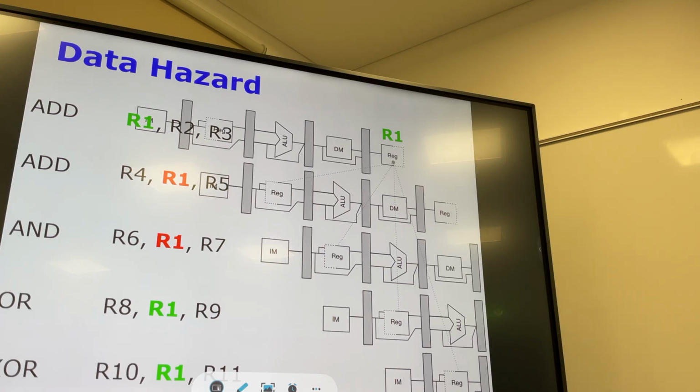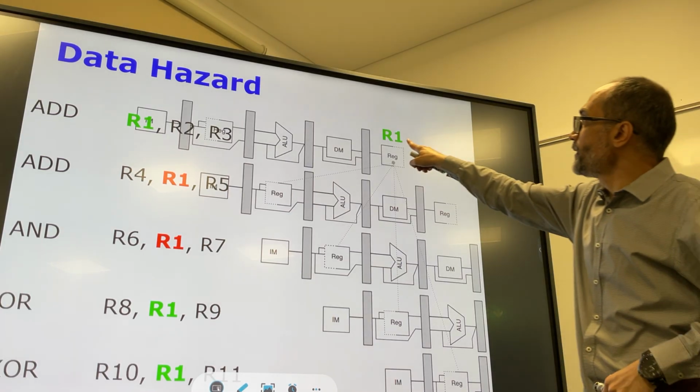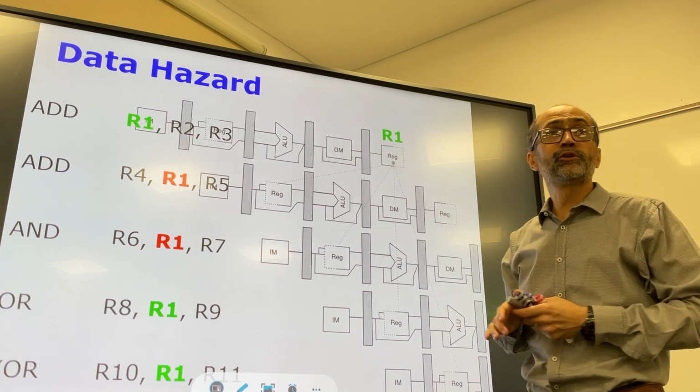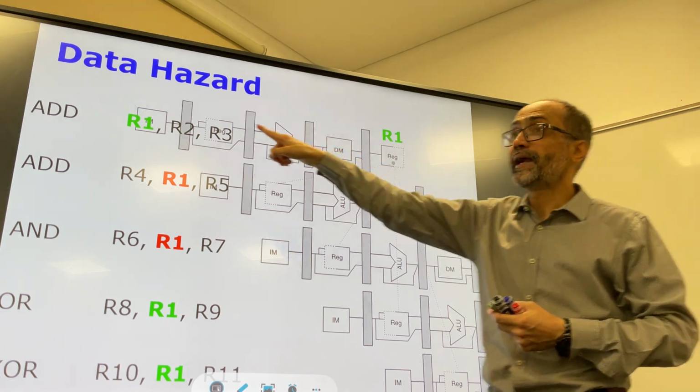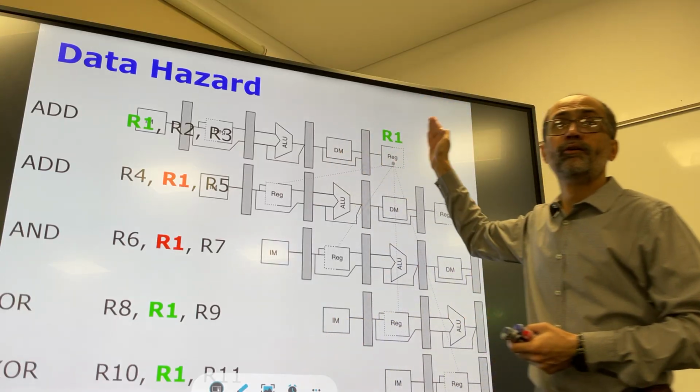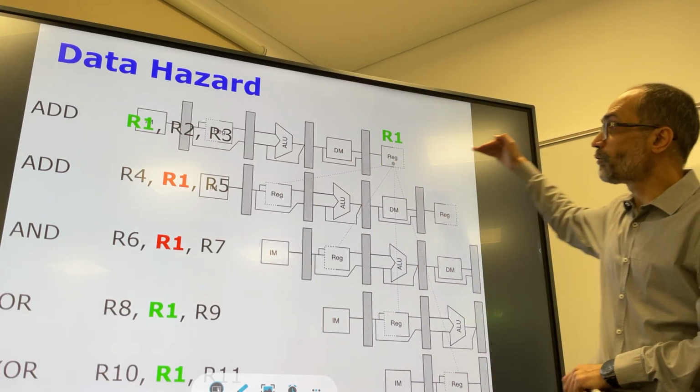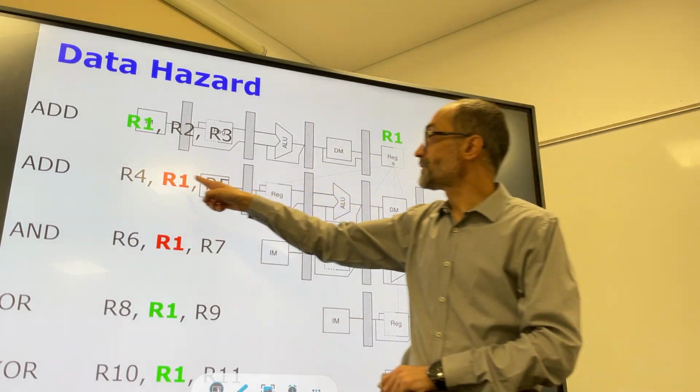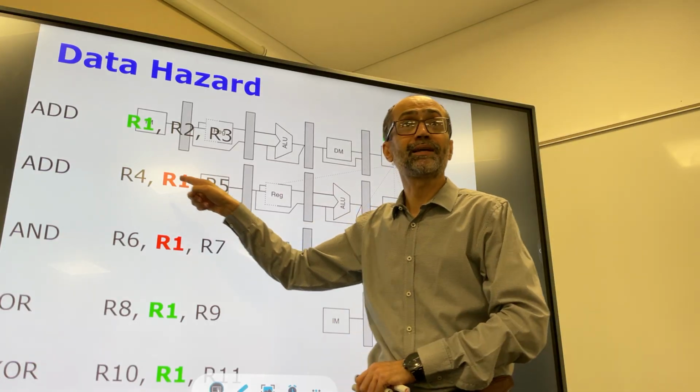Let's assume we have no forwarding. We are writing register R1 in which clock cycle? For the add instruction, clock cycle 1, 2, 3, 4 and 5. And with no forwarding, can we go backward? No, because this instruction is requiring R1 in the next clock cycle. So we cannot go backward.